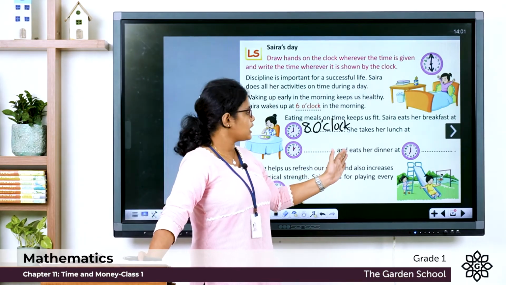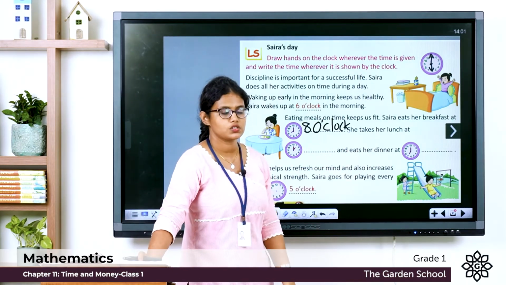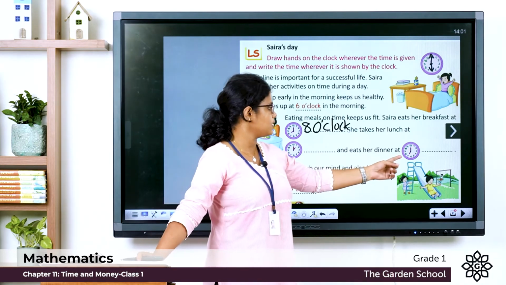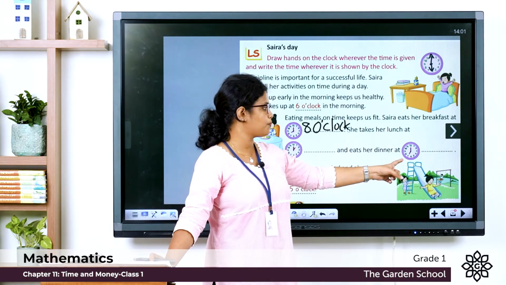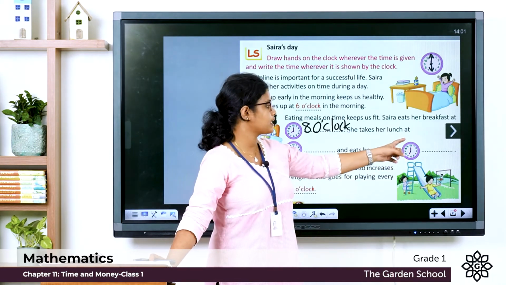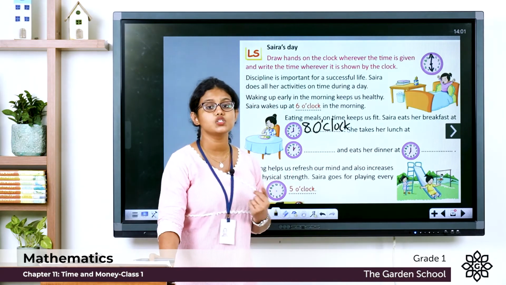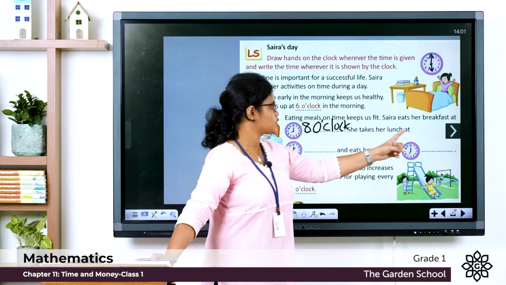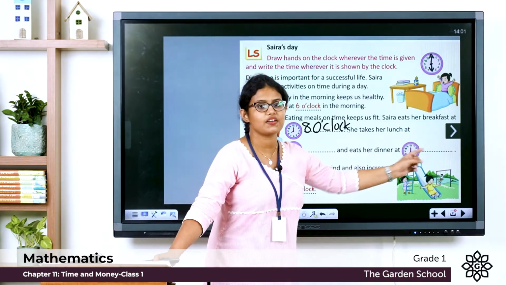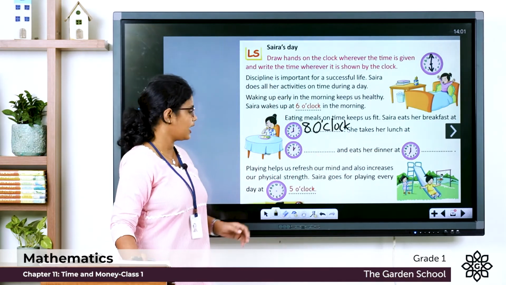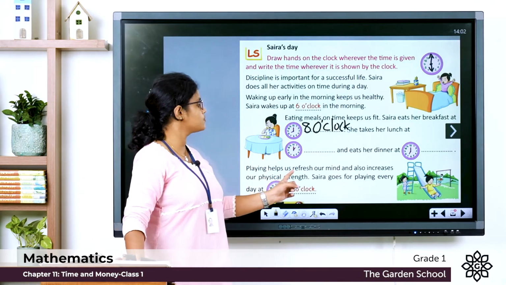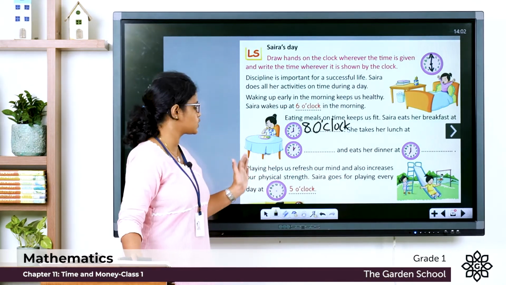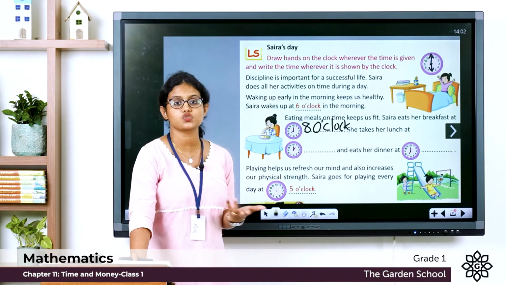Then she eats her dinner at. So when she'll have her dinner, see, the hour hand points to 7. The minute hand is exactly at 12. So what time is it? It is 7 o'clock. So here you have to write 7 o'clock. Done?